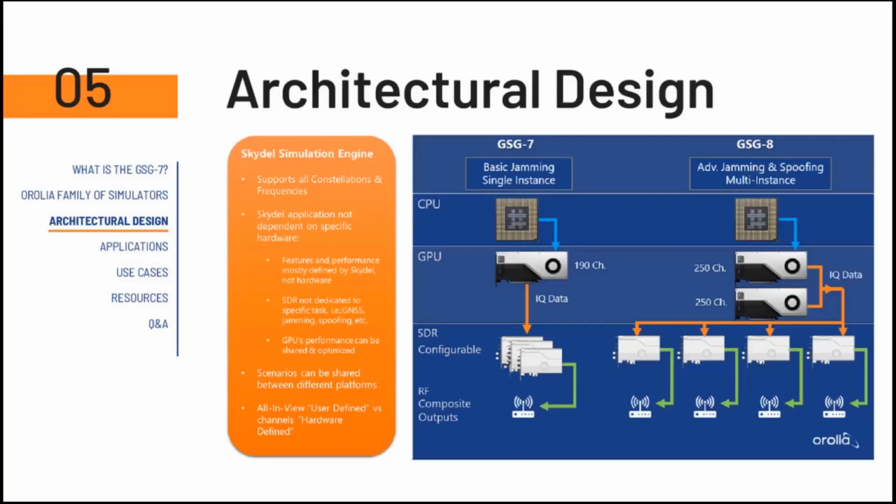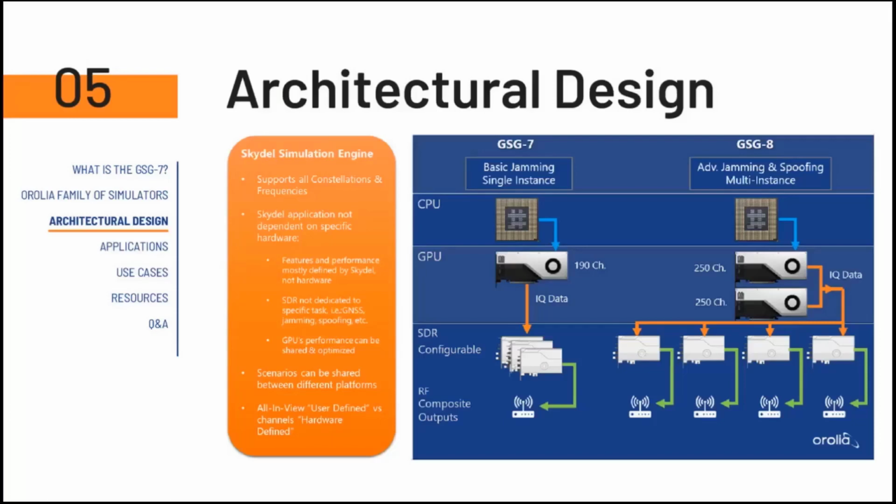All the radios in the GSG-7 are combined, and we output them on a single RF composite port. So instead of having several outputs, you just have a single output to connect your device under test. On the GSG-7, we prefer to have a very simple system for the customer to use.